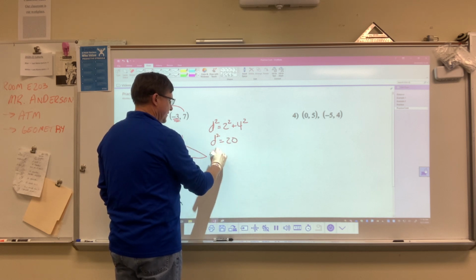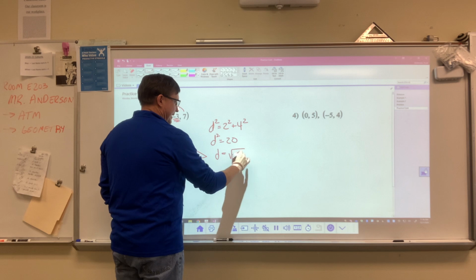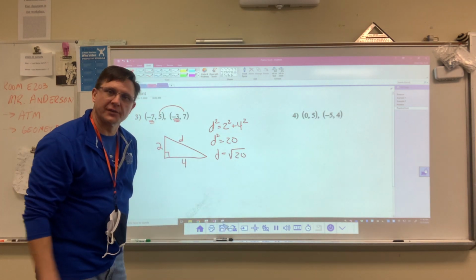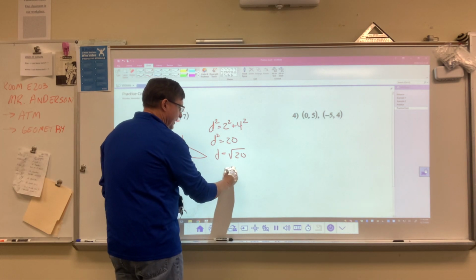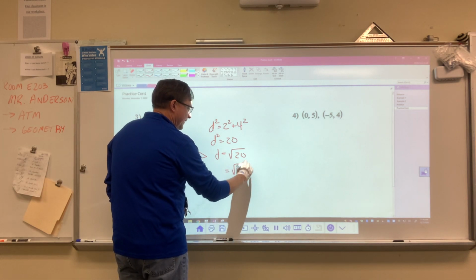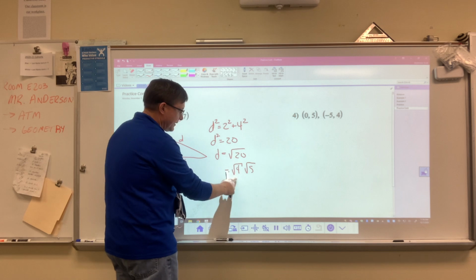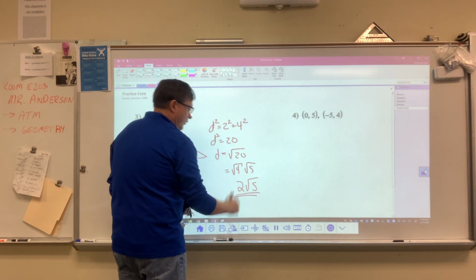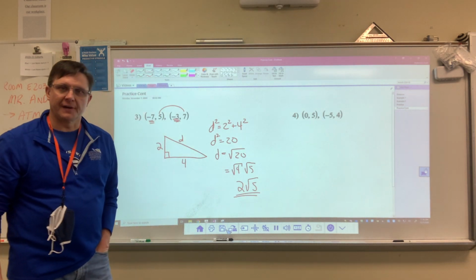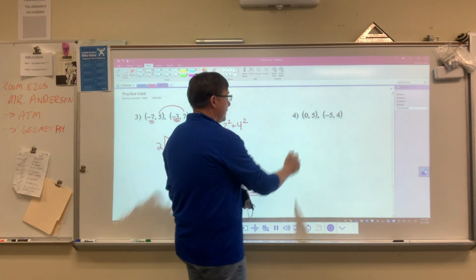Take the square roots of both sides. Square root of d squared is d, and square root of 20 is square root of 20. Not the answer on the sheet, because the perfect square of 4 times 5 makes 20. Square root of 4 is 2. So again, if you get the square root of 20, you're correct, but it'll simplify to 2 square roots of 5.